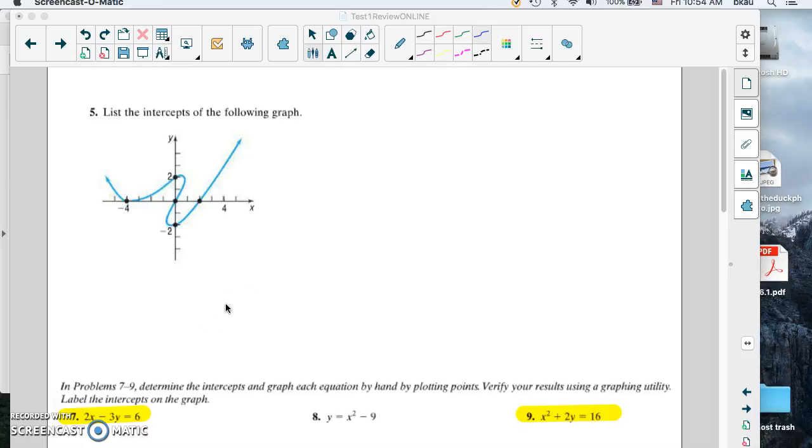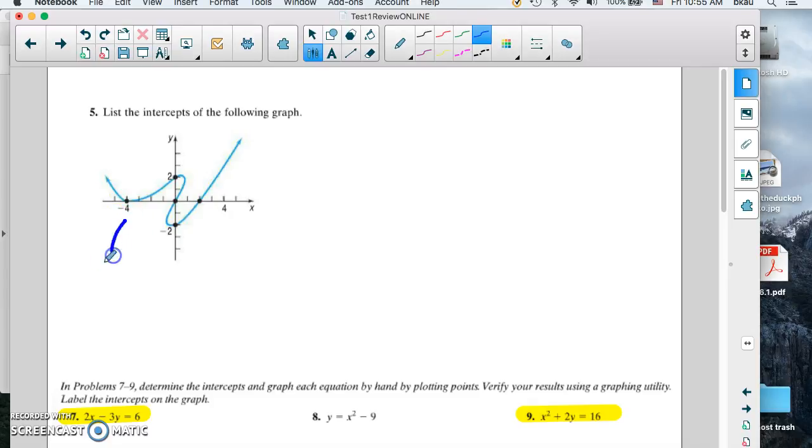Okay, continuing on with the review for test 1. Second part, problem 3 says we want to list the intercepts of this graph. So we're looking for points where the graph crosses either axis. So this intercept right here is going to be -4, 0. That's an x-intercept. This intercept is going to be a y-intercept, which is 0, 2.